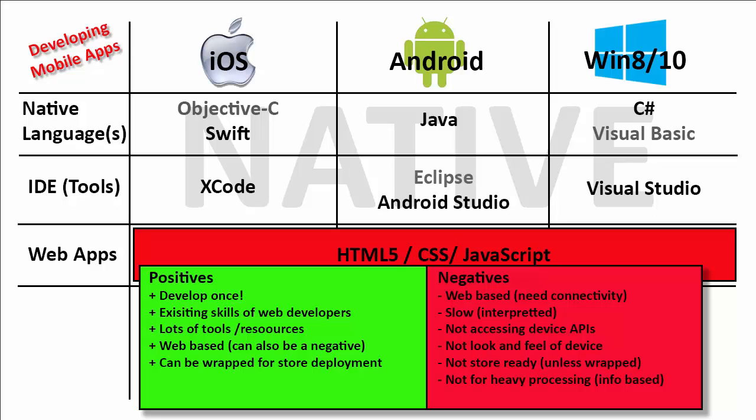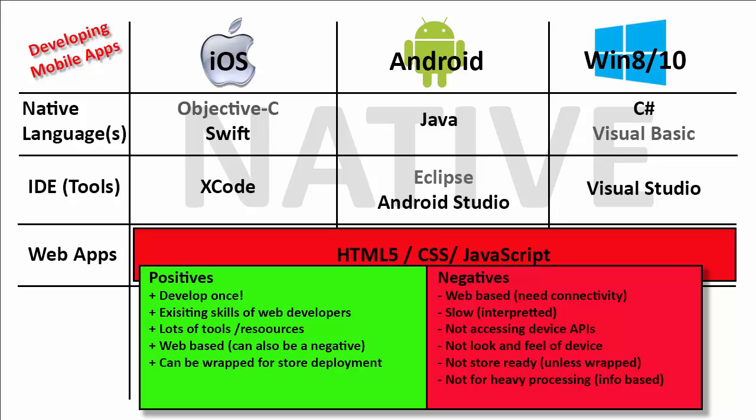The negatives are, obviously we need to be connected to the internet, and they are slow. They're interpreted. They're not compiled. They typically don't access the APIs, so you're not going to access, say, the accelerometer of the device if you're creating a game. It doesn't have the look and feel of the device. So it looks and feels like a button on the internet, not a button on an Apple device or a button on an Android device or a button on a Windows 10 device. And each of those buttons look different. There's a different culture for each one of these devices.